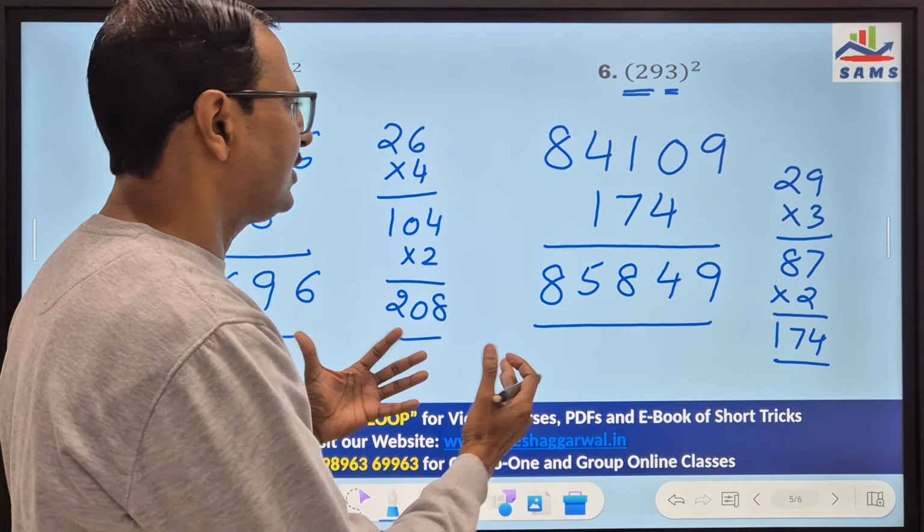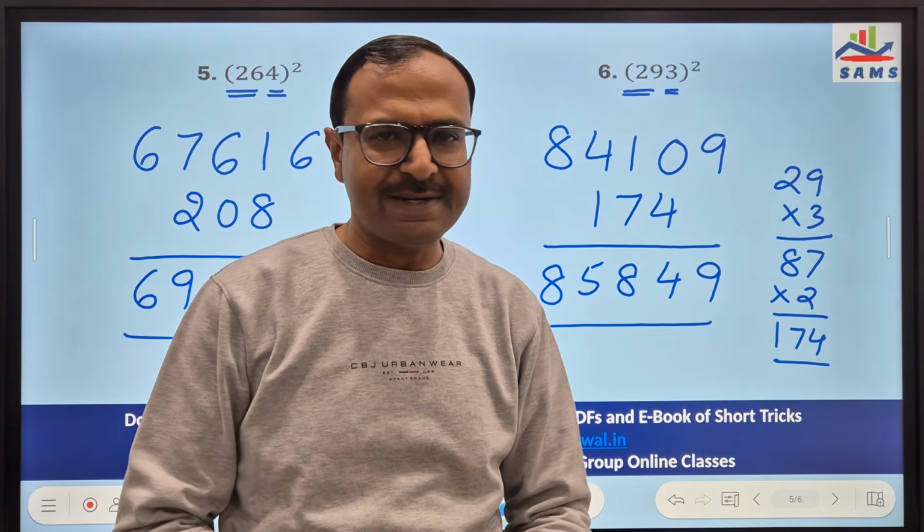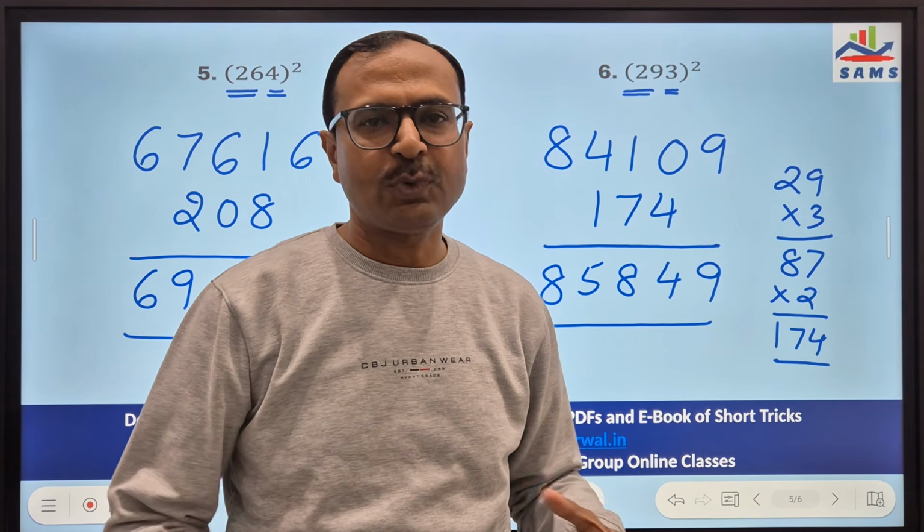So with little practice you will find this within 4 to 5 seconds, I tell you, but remembering these squares up to 30 is important.